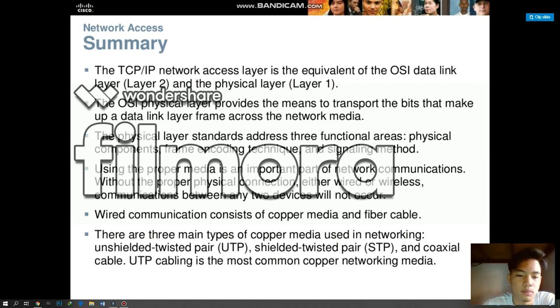The unshielded twisted pair is the most common, and as I have heard from our instructor, it is cheaper than the shielded twisted pair, but the shielded twisted pair can last longer than the unshielded twisted pair. The coaxial cable is like the one that we use for television antennas. The UTP cabling is the most common copper network media.